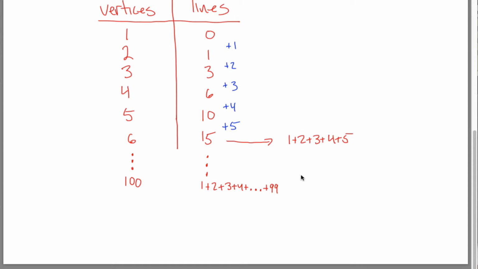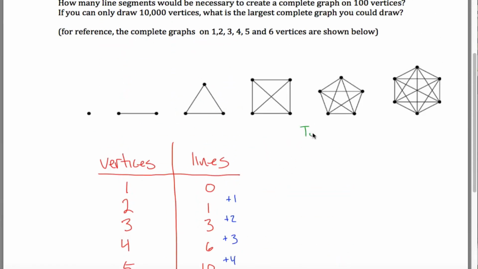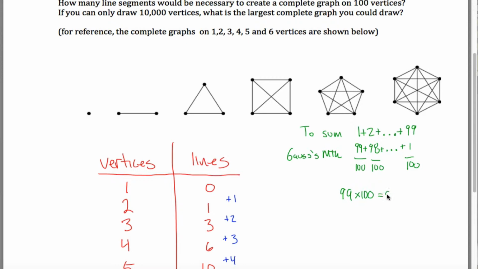We learned in class you can use Gauss's method for this. So maybe I'll do this off to the side. To sum 1 plus 2 all the way up to 99, we can use Gauss's method, where you rewrite the sum underneath it, except in decreasing order. And what you notice is that every single column sums to the same amount. In this case, every column sums to 100. So then the question becomes, how many columns do you have? Well, I have 99 columns. 99 times 100 is equal to 9900. That's the sum here, right?